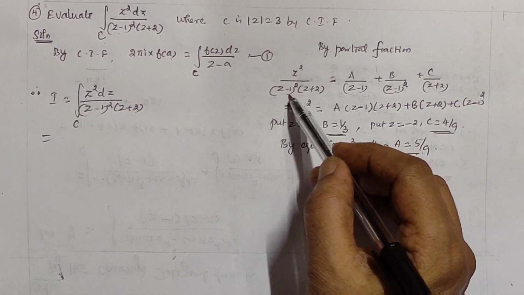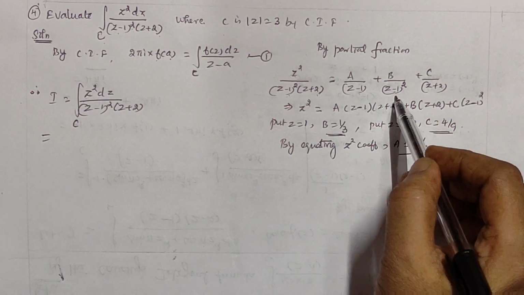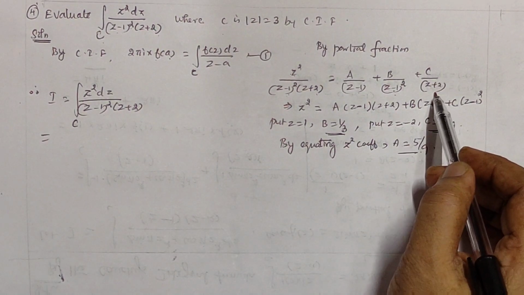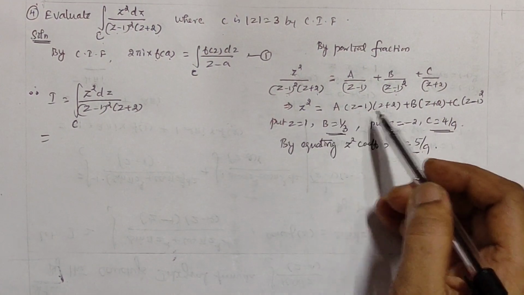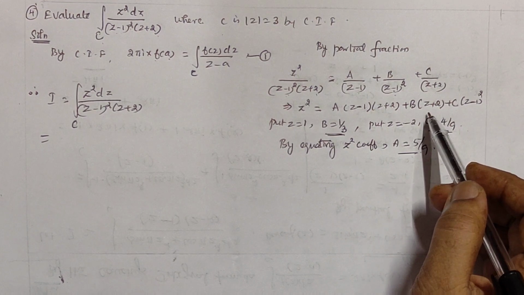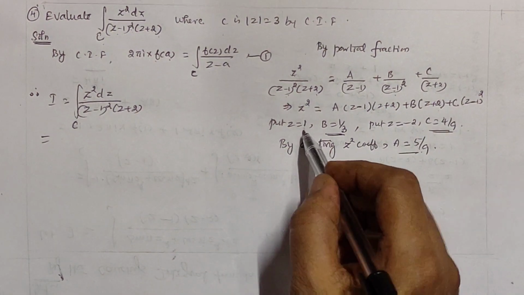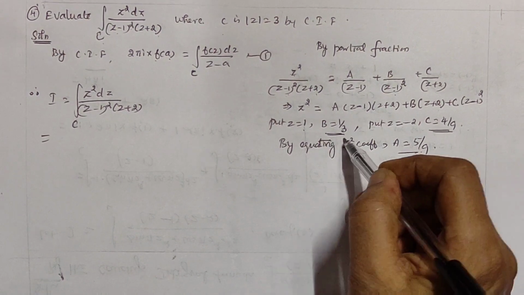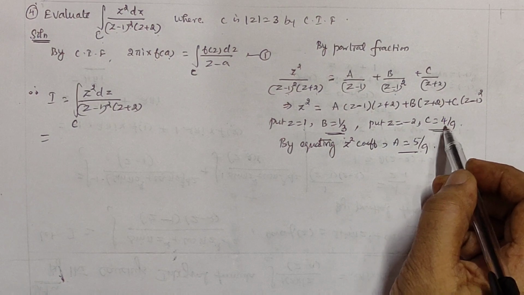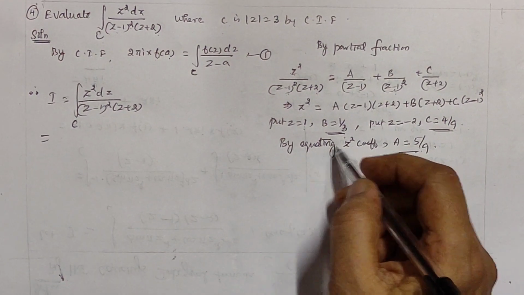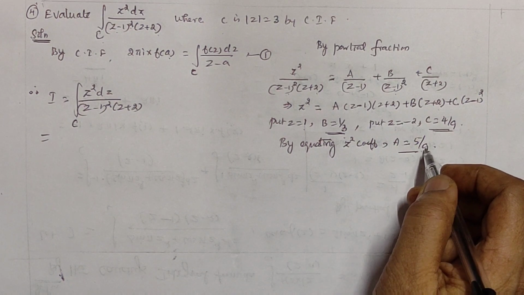So now z squared by (z minus 1) the whole square into (z plus 2) is a by (z minus 1) plus b by (z minus 1) the whole square plus c by (z plus 2). Let us write this as z squared equals a into (z minus 1) into (z plus 2) plus b into (z plus 2) plus c into (z minus 1) the whole square. Substitute z equal to 1, so we get b equal to 1 by 3. If we substitute z as minus 2, we get c as 4 by 9. By comparing the coefficient of z squared, we get a as 5 by 9.